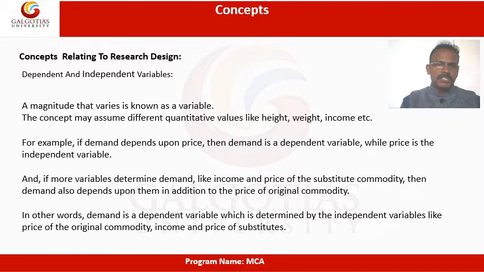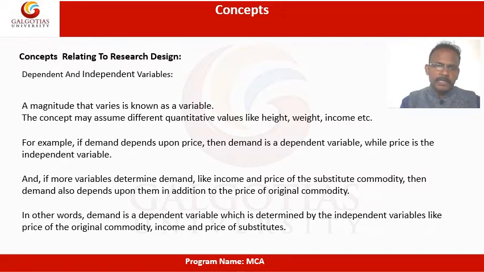Concepts related to research design. There are two concepts, one is dependent and the other is independent variables. A magnitude that varies is known as a variable. The concept may assume different quantitative values like height, weight, income, etc. For example, if demand depends upon price, then demand is a dependent variable, while price is the independent variable.